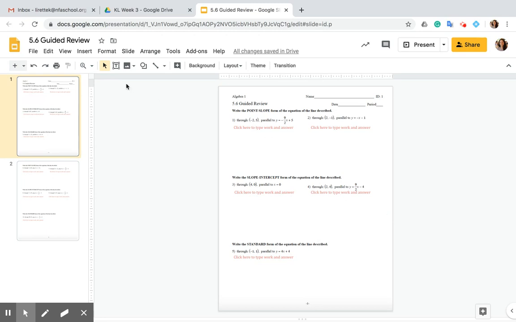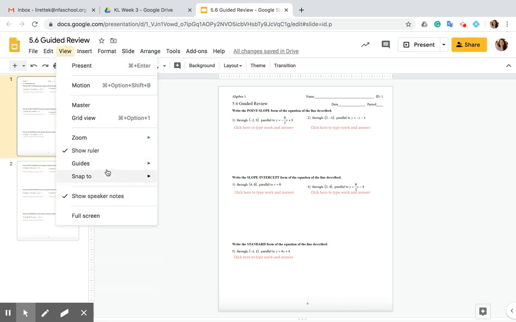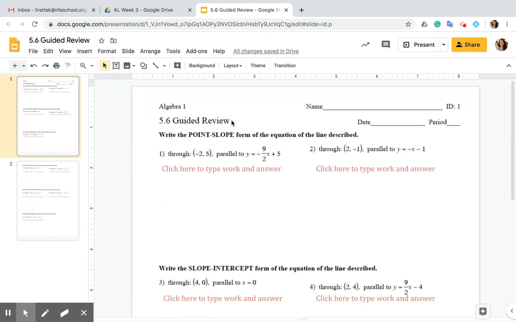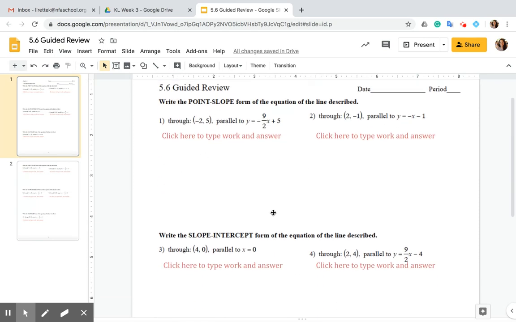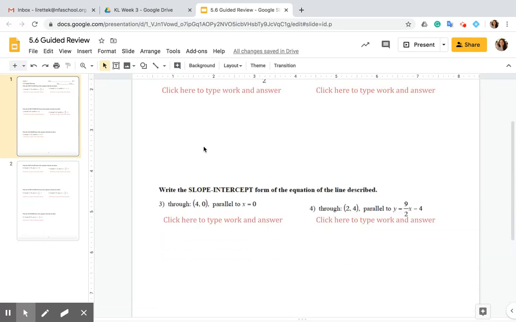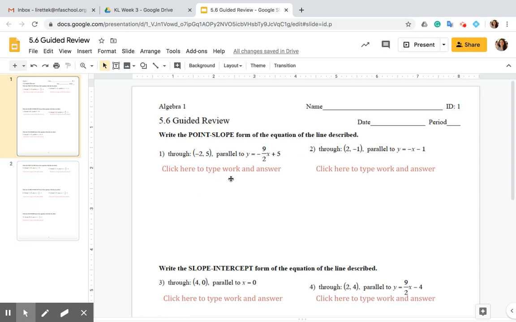So as you can see from the title, and I'll zoom in so you can really see here. This is going to be a guided review. I'm going to walk you through how to do all of these problems, and I will provide you an interactive worksheet that is pretty much the exact same format as what I'm doing here, just different questions. So you'll have a worksheet just the same as me. You'll have these text boxes where it says click here to type work and answer. If you're confused on how to do those problems, refer back to this video, rewatch, and use it as a guide.